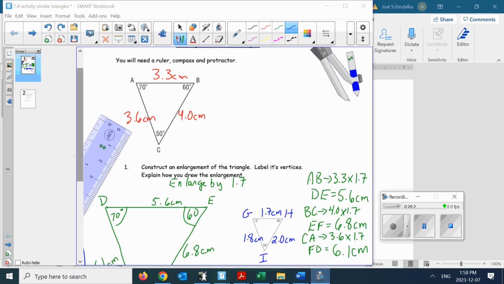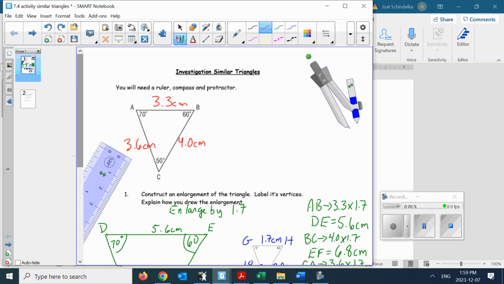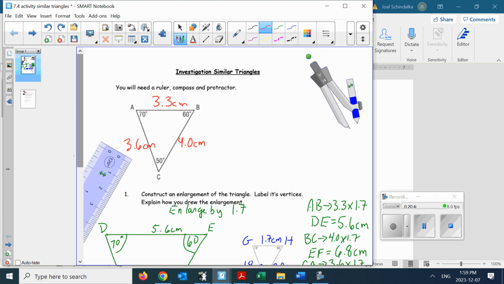Okay, it works. CA and AC is. So you're filling it in. AB is 32 millimeters. I'll use the same. AC is 40. 36.